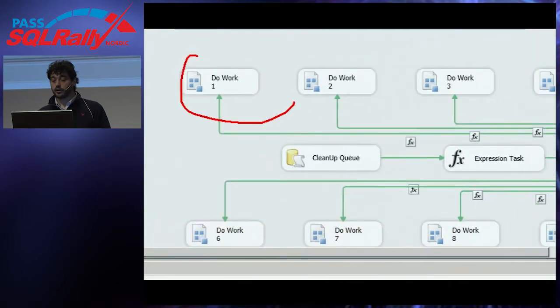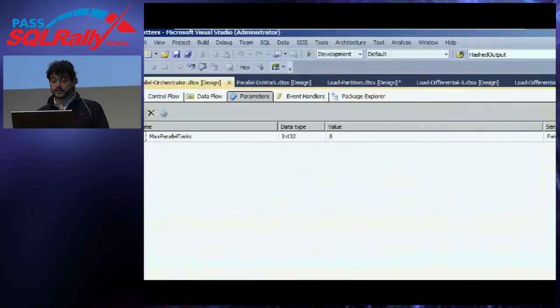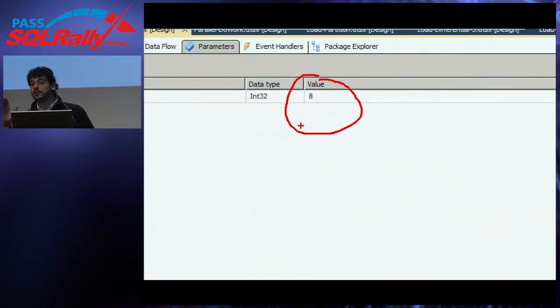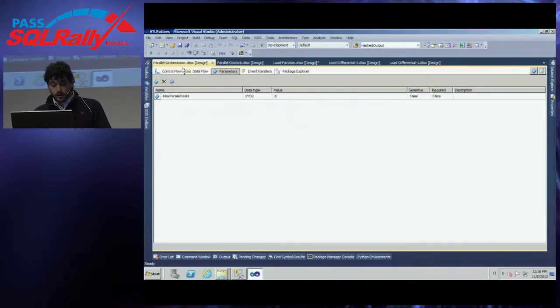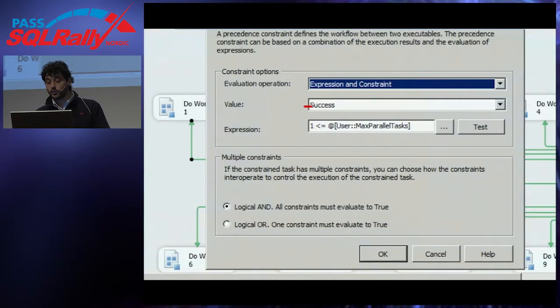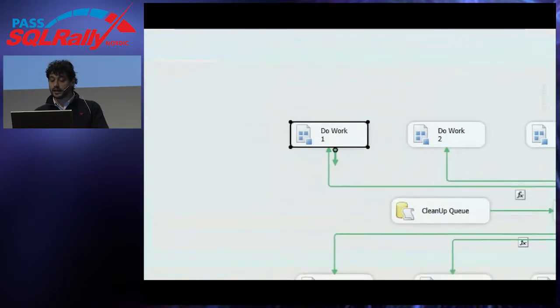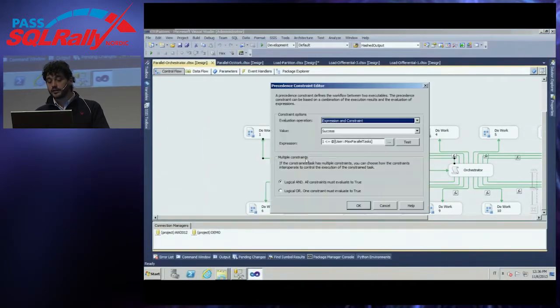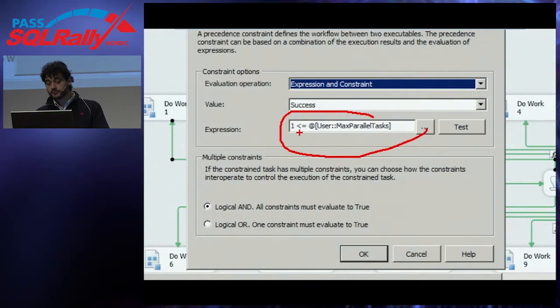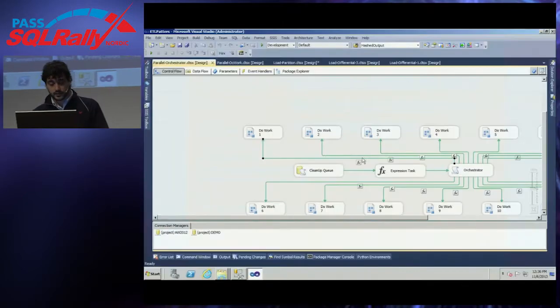Basically, you see, I call the package as many times as I want, simply getting the parameter here that says, okay, execute the package 8 times in parallel. Here I have a lot of small constraints that say, okay, you will execute this do work 1 execute package task if and only if the max parallel task value allows me to execute 1, 2, 3, 4 packages together. So let's start with 2.